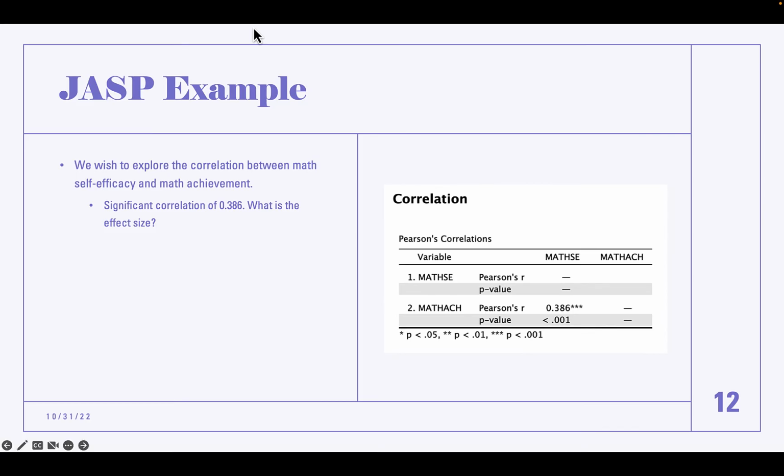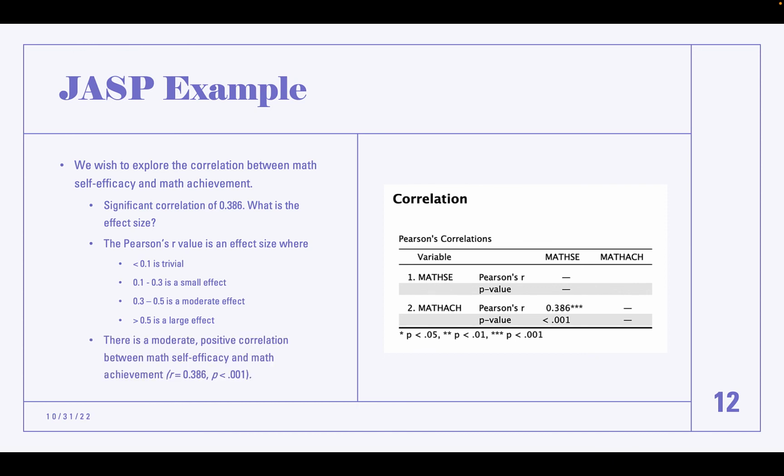and we see here we get a significant correlation of 0.386 between math self-efficacy and math achievement. All right, what is this telling us in terms of sample size? So remember that we can interpret Pearson's R as an effect size, where less than 0.1 is trivial, 0.1 to 0.3 would be small, 0.3 to 0.5 is moderate, and anything larger than 0.5 would be considered a large effect. So here we have 0.386, which would be a moderate effect.